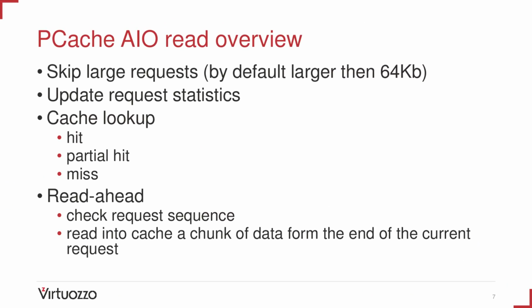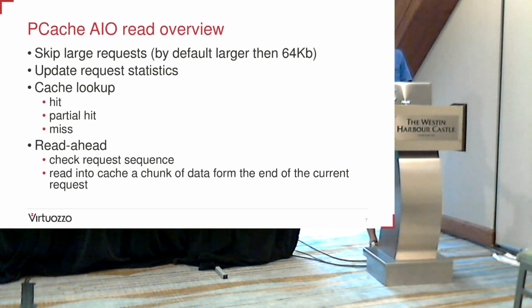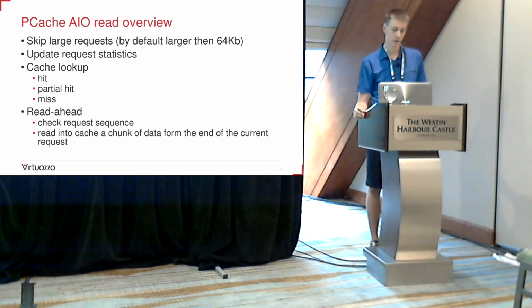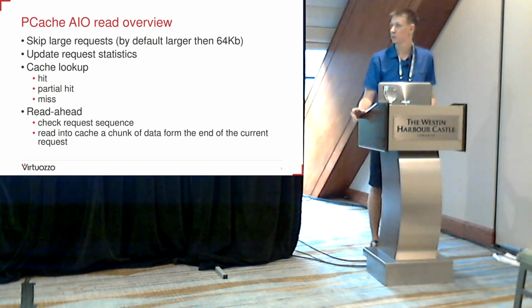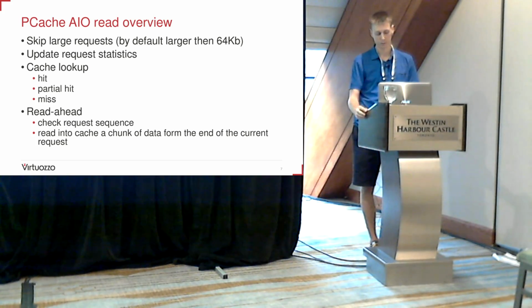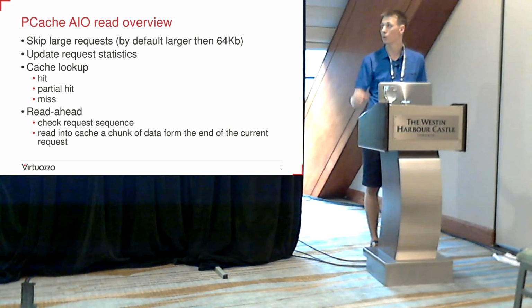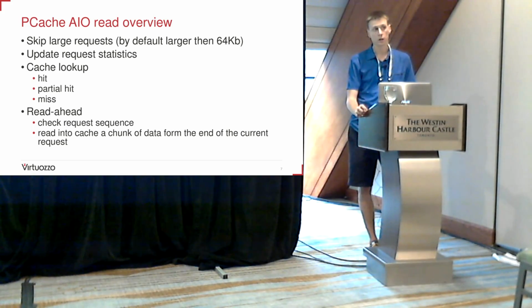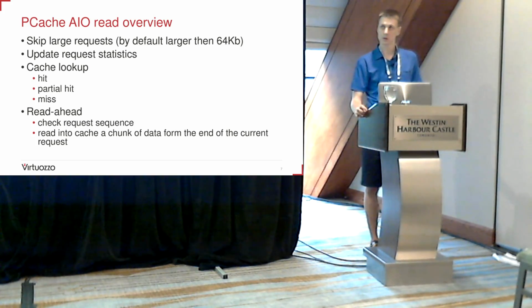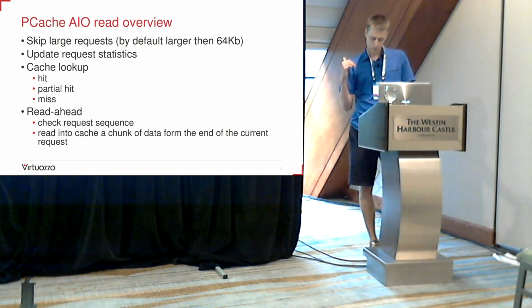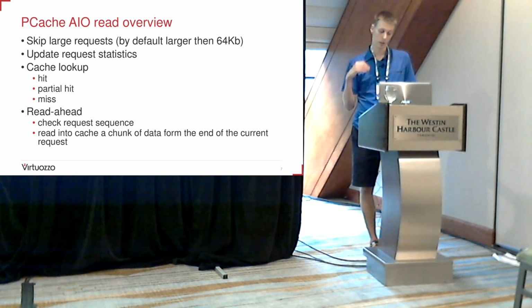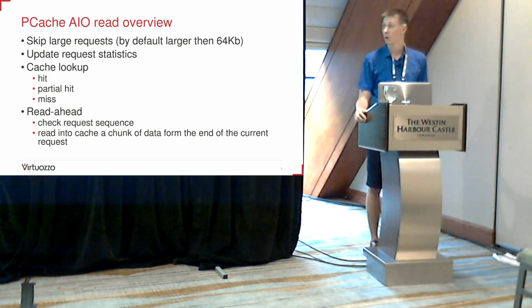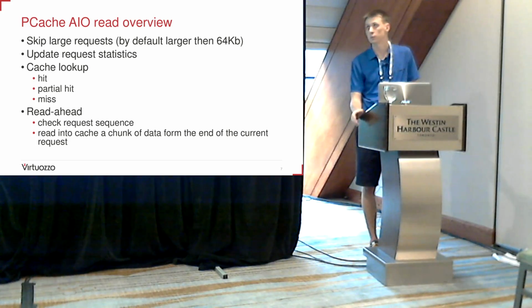Let's look at the main stages of handling read requests. The first stage is filtering large requests. If a request is more than 64 kilobytes by default, the request is just skipped and goes to the block level below. The second stage is updating request statistics. If the request skips the filter above, then in any case the request comes to the pool statistic. But I talked about this point in previous slides.